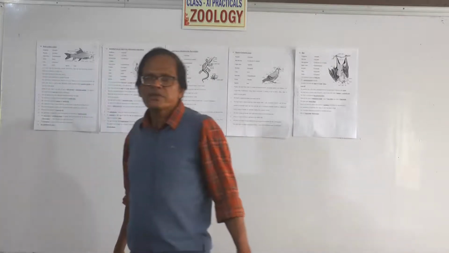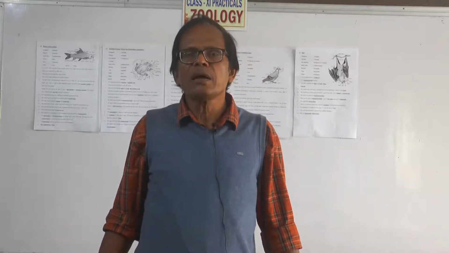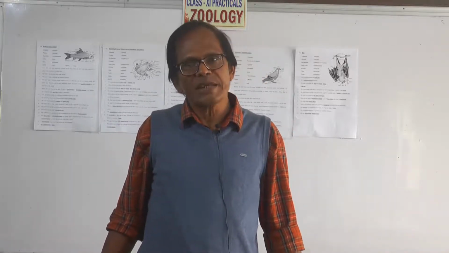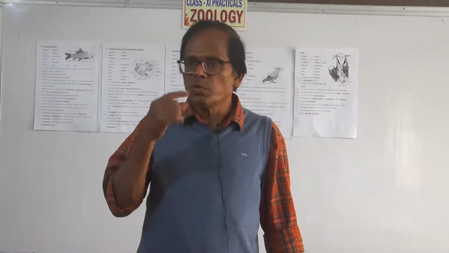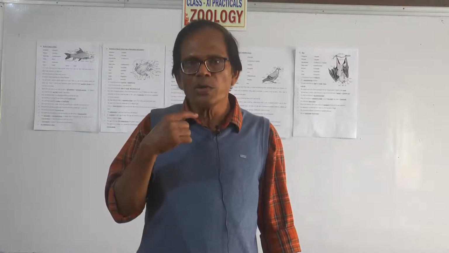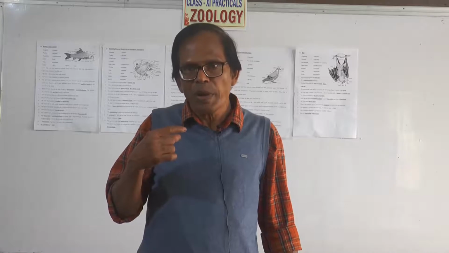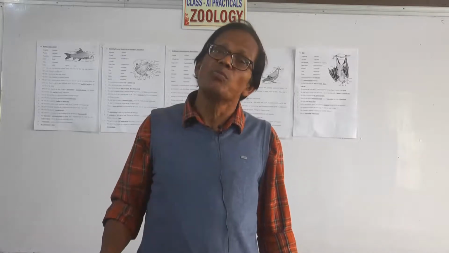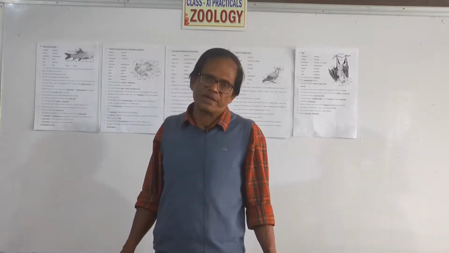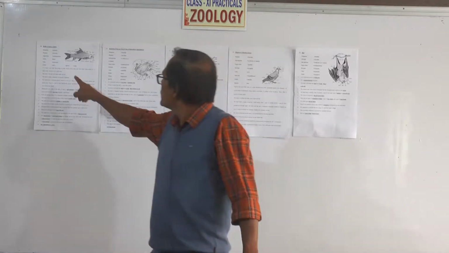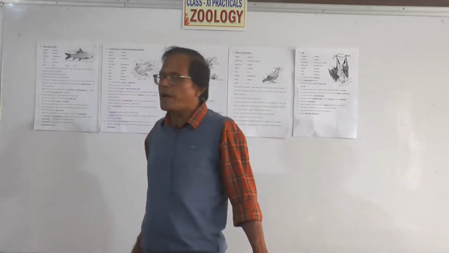Then superclass Gnathostomata. Gnathostomata means the presence of hinged jaws. We have two jaws, upper jaw and lower jaw. Our jaws are movable, hence they are called moving jaws, hinged jaws. So if hinged jaws are present, then it is Gnathostomata. The superclass is Gnathostomata.